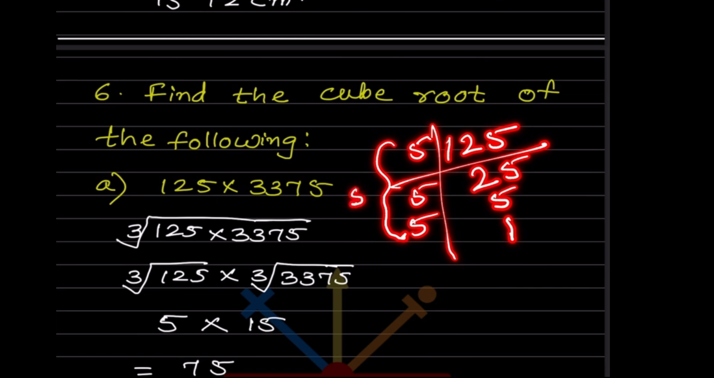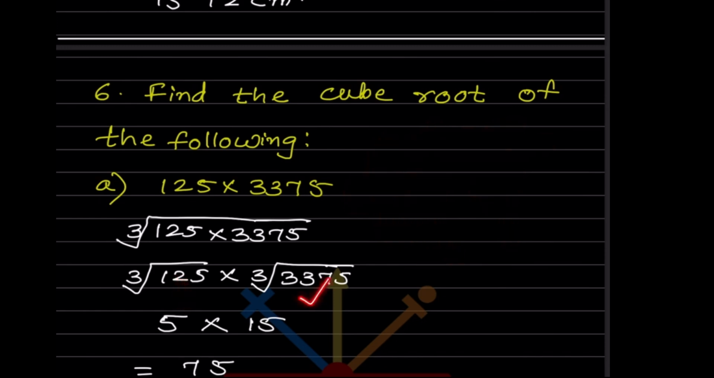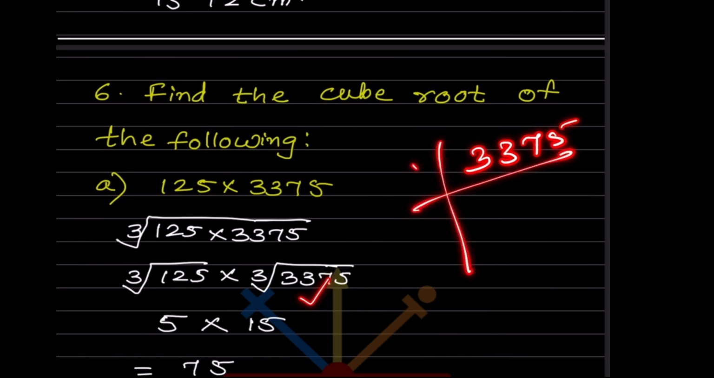So here, the cube root of this is going to be just 5. So now you will again see for 3375. This number should go with 3. 3 1s are, 3 2s are and 3 5s are.